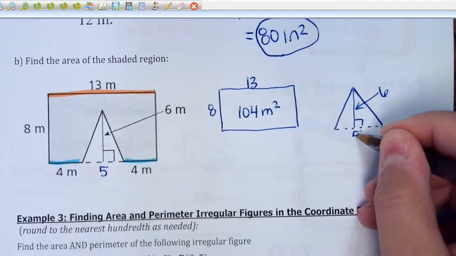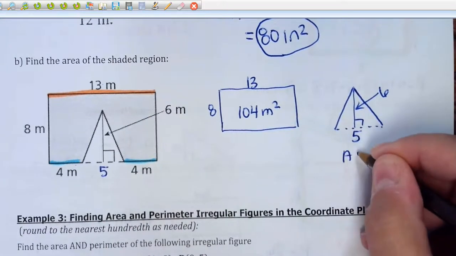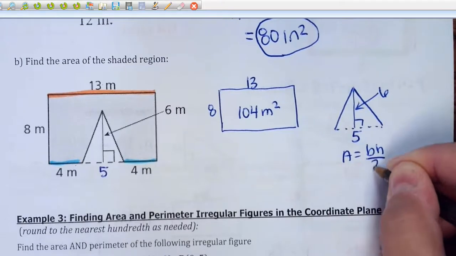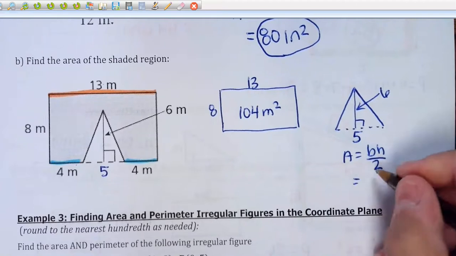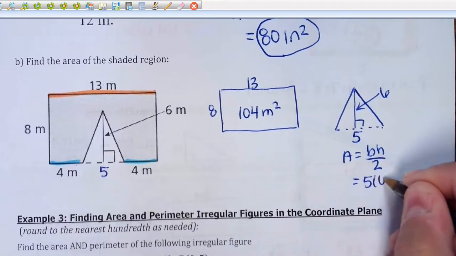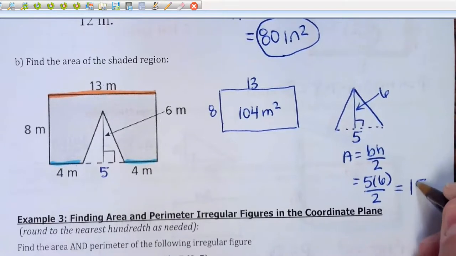Now, whenever you do area of a triangle, it's going to be base times height, and then don't forget to divide it by 2 or multiply it by a half. So this would end up being 5 times 6 divided by 2. That's 30 divided by 2, which is 15.